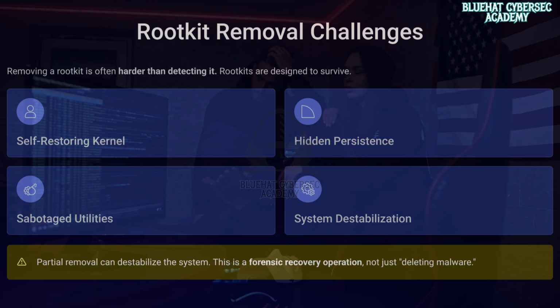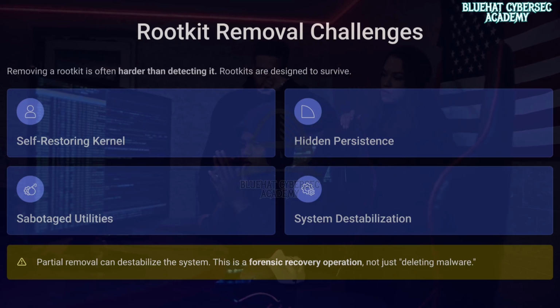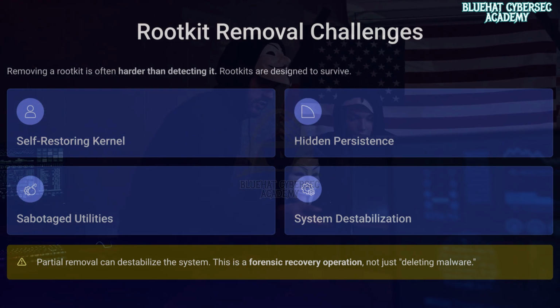Now let's talk about rootkit removal challenges, because this is where many people underestimate the problem. Removing a rootkit is often harder than detecting it. And the reason is simple. Rootkits are designed to survive removal attempts.